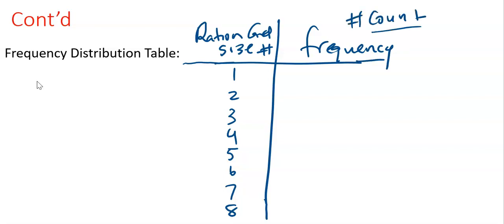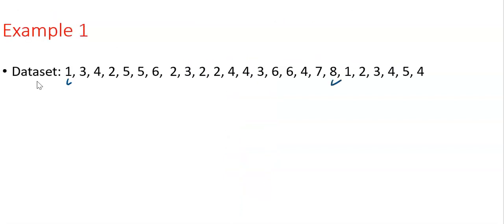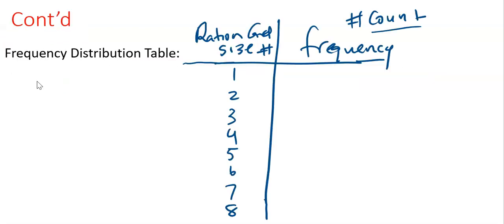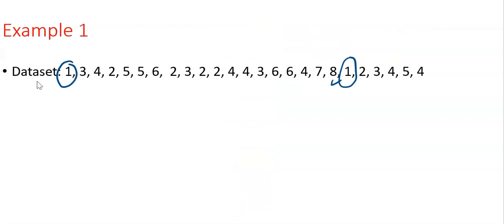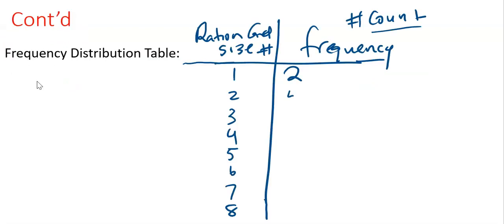Looking at this dataset, we have to count how many times 1 appeared. I see 1 here, and I also see 1 here. So there's 1 here, and there's another one here. How many times did 1 appear? That is 2 times. We do the same for 2. How many times did 2 appear? There's 1, 2, 3, 4, 5. So 2 appeared 5 times.